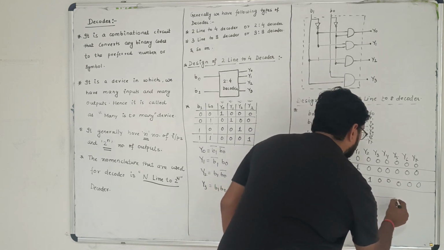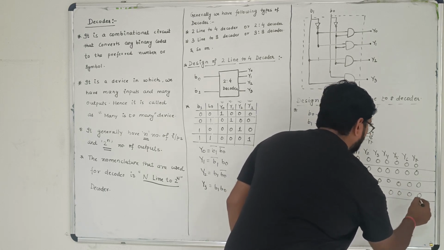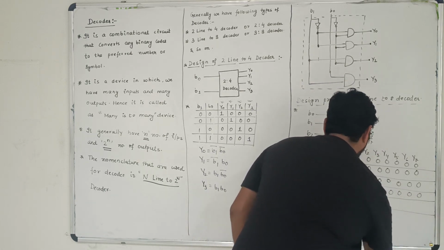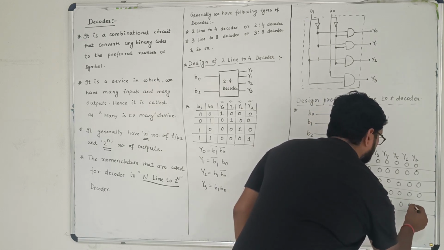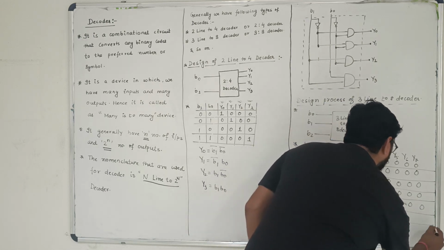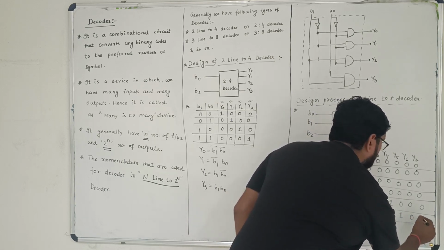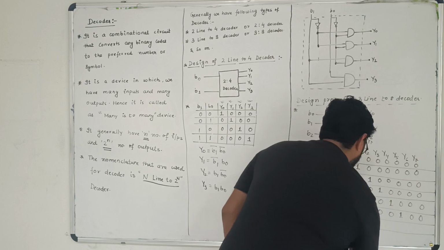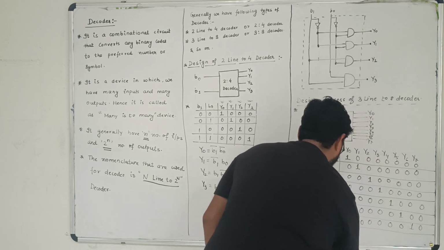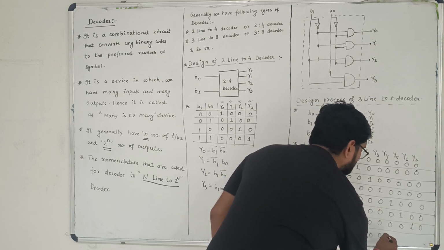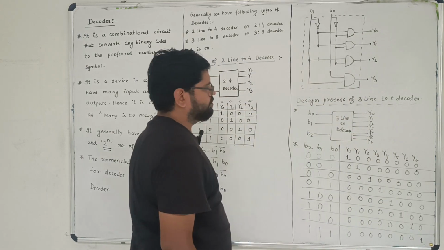So, for 3, the third line will be activated. For 4, the fourth line will be activated. For 5, the fifth output will be activated. For 6, the sixth output will be activated. And for 7, the seventh output will be activated. So diagonally you will be getting the value equal to 1.